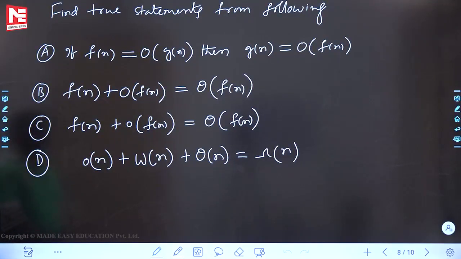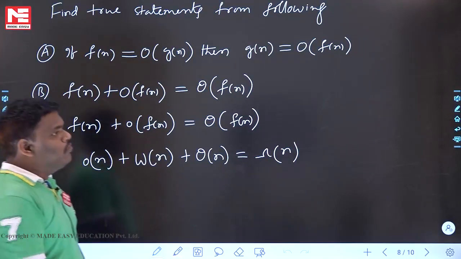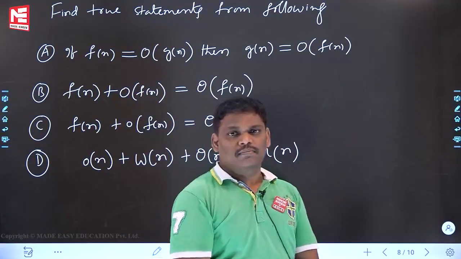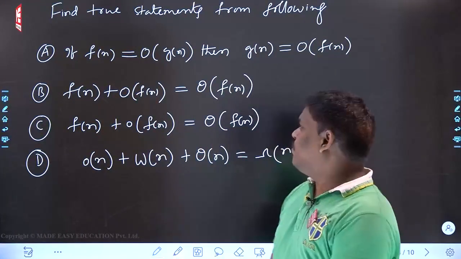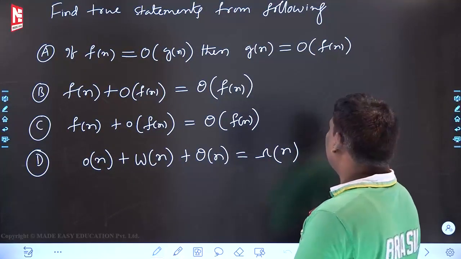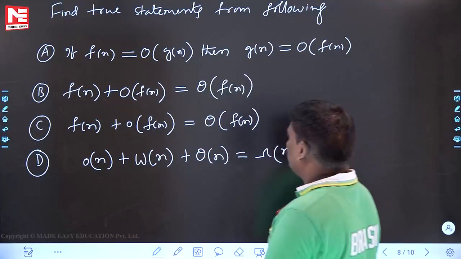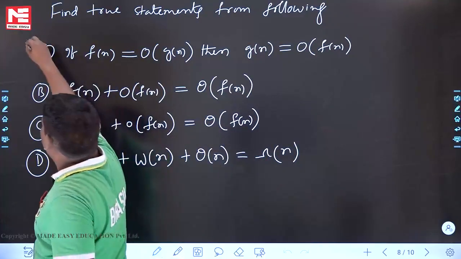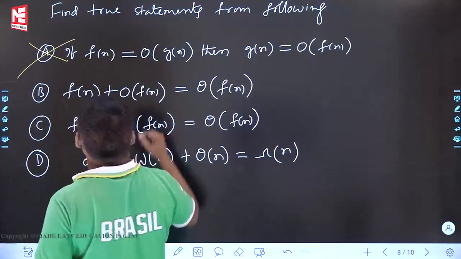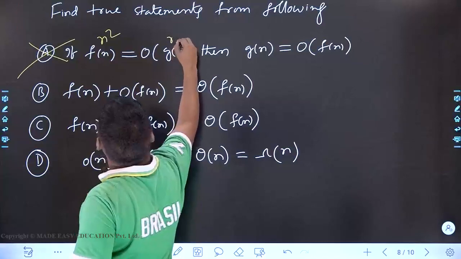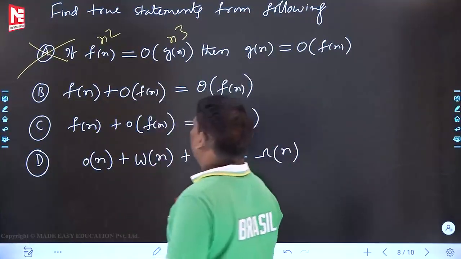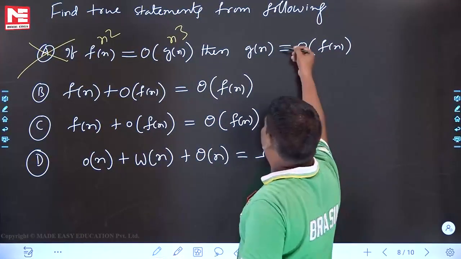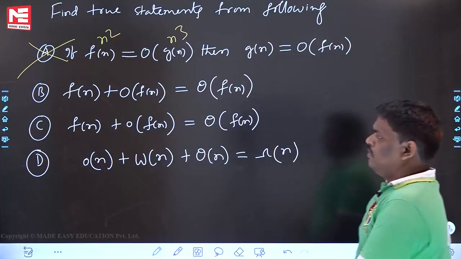If f of n is big O of g of n, then g of n is big O of f of n. True or false? Need not be. What is the reason? You only say n square is order of n cube. How can you say the reverse is possible? This need not be. That is the reason option A failed.